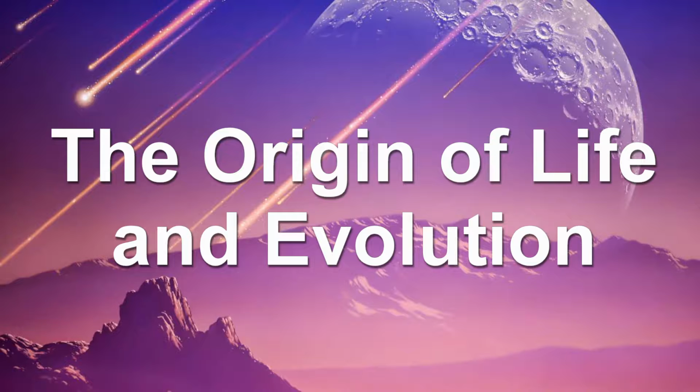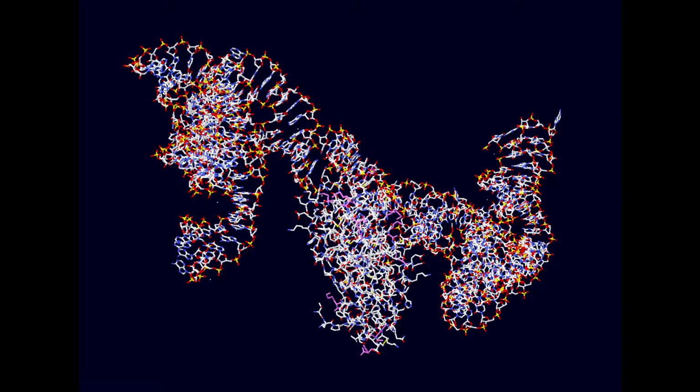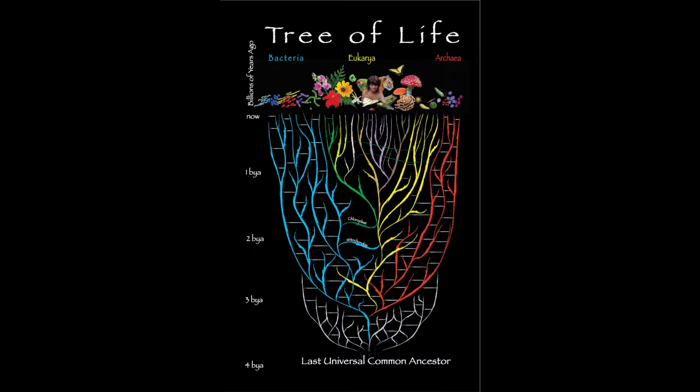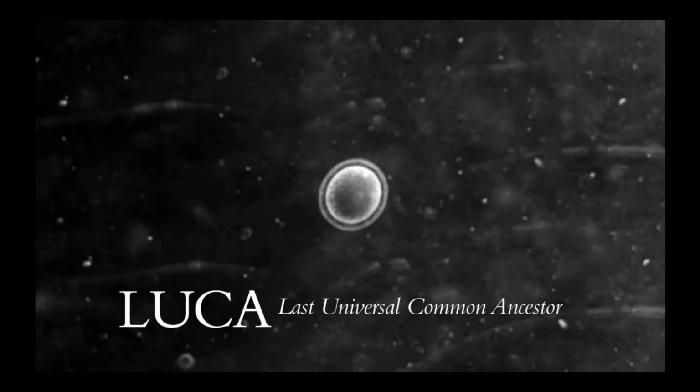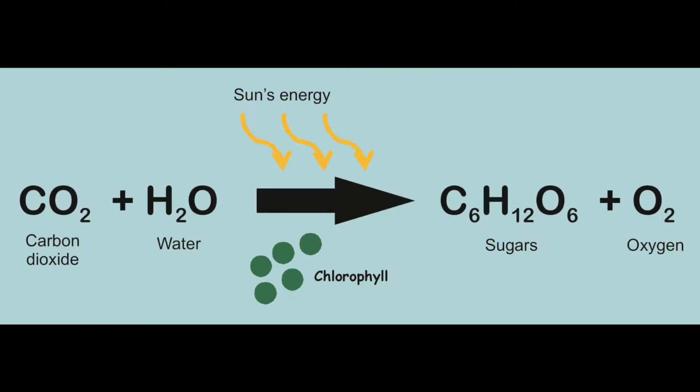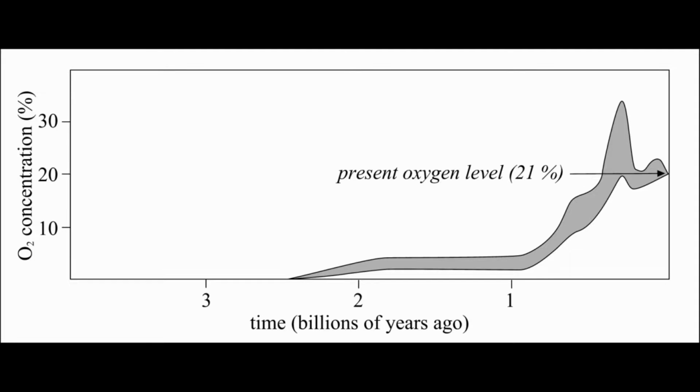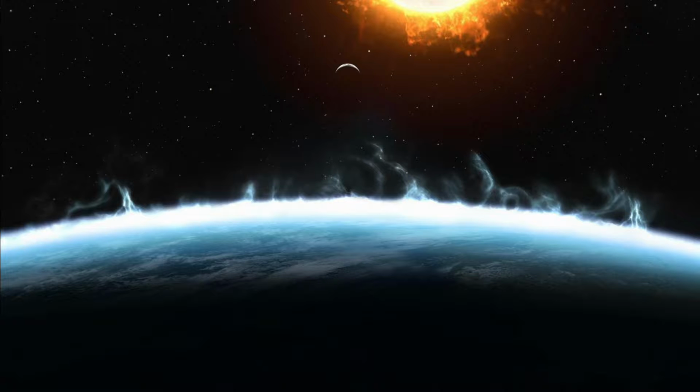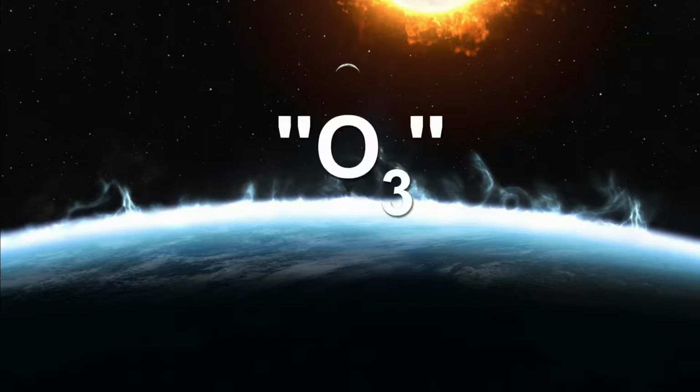The origin of life and evolution. Chemical reactions led to the first self-replicating molecules about 4 billion years ago. A half billion years later, the last common ancestor of all life arose, which smart scientists call LUCA. The evolution of photosynthesis allowed the sun's energy to be harvested by different life forms. The resultant molecular oxygen, or O2, accumulated in the atmosphere, and due to interaction with ultraviolet solar radiation, formed a protective ozone layer in the upper atmosphere.